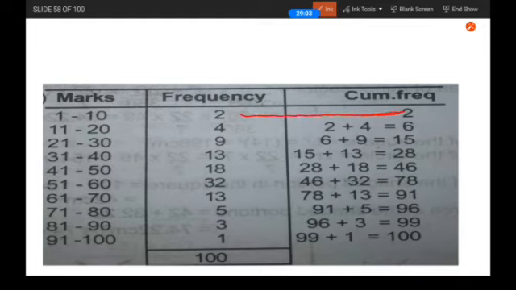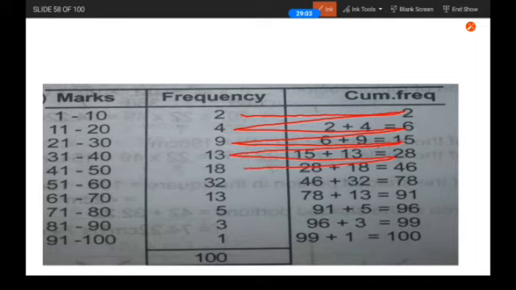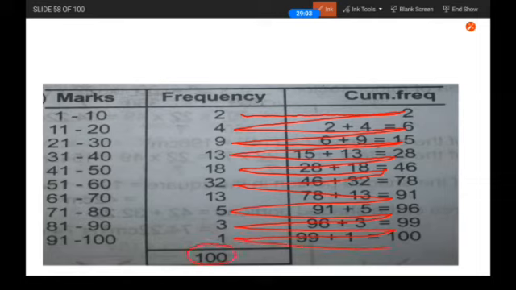So now say 2 plus 4, you get 6. 6 plus 9, 15. 15 plus 13, 28. 28 plus 18, 46. 46 plus 32, 78. 78 plus 13, 91. 91 plus 5, 96. 96 plus 3, 99. 99 plus 1, 100. You must get the 100 here. They must tally. If not, go and check again. There's a mistake there. You will now plot this on the y-axis against all this on the x-axis. Is that okay?